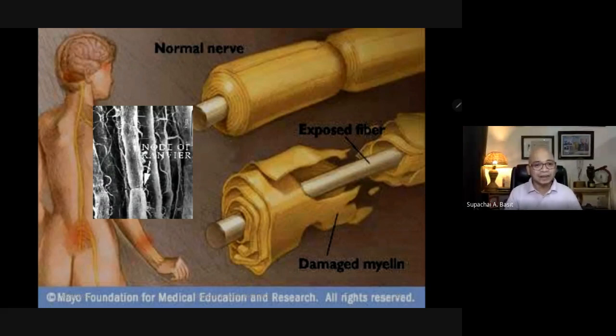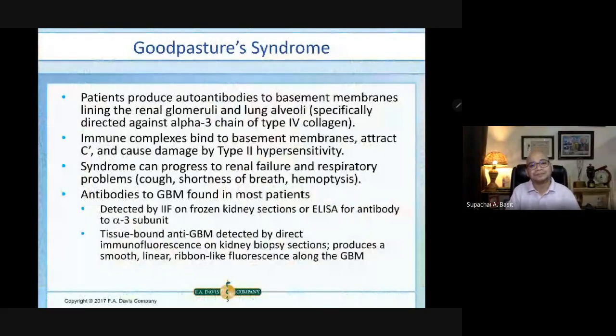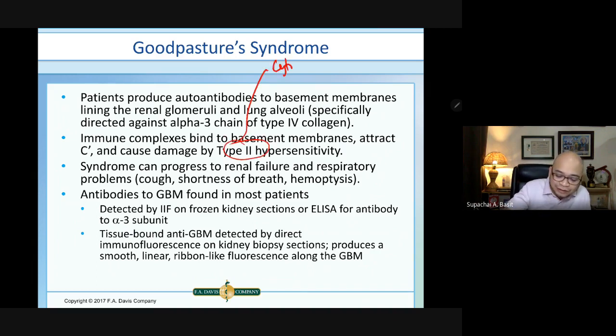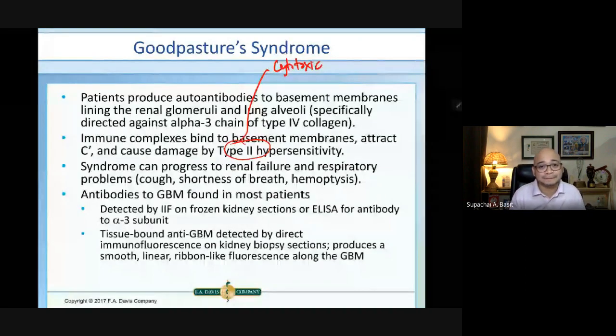Okay, so let's talk about Goodpasture syndrome. In Goodpasture syndrome, the patient produces antibodies to the basement membrane, particularly at the lining of the renal glomeruli and lung alveoli, specifically directed against the alpha-3 chain of type 4 collagen. So in Goodpasture syndrome, immune complex will bind to the basement membrane, and then it will attack and cause damage by type 2 hypersensitivity reaction. If you remember, the type 2 hypersensitivity reaction is known as the cytotoxic type.